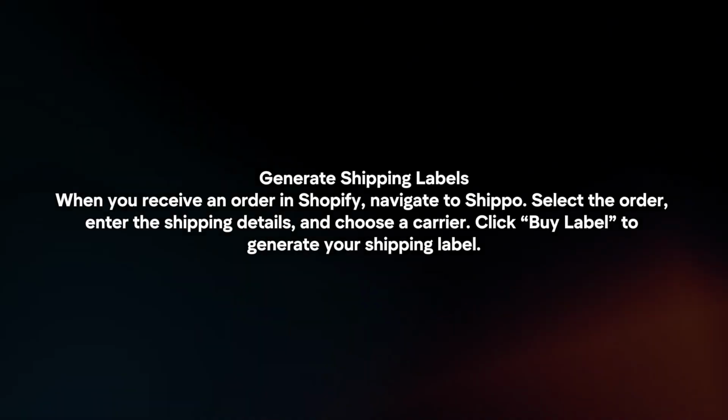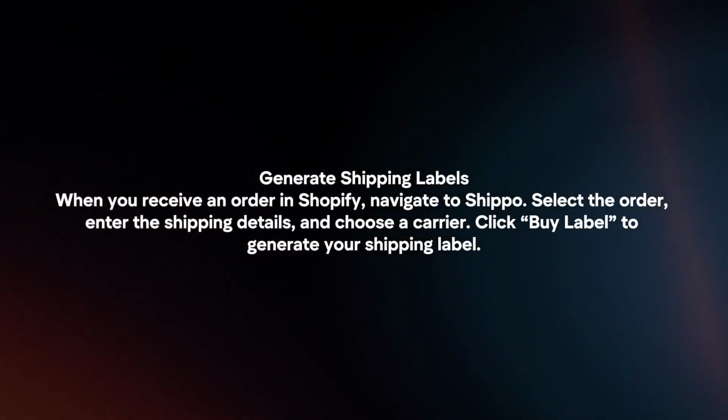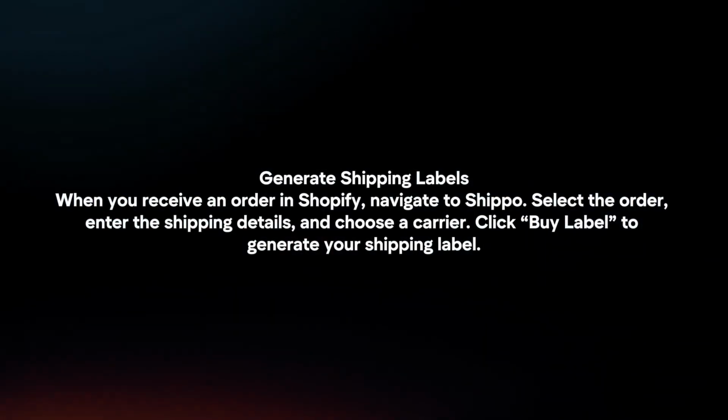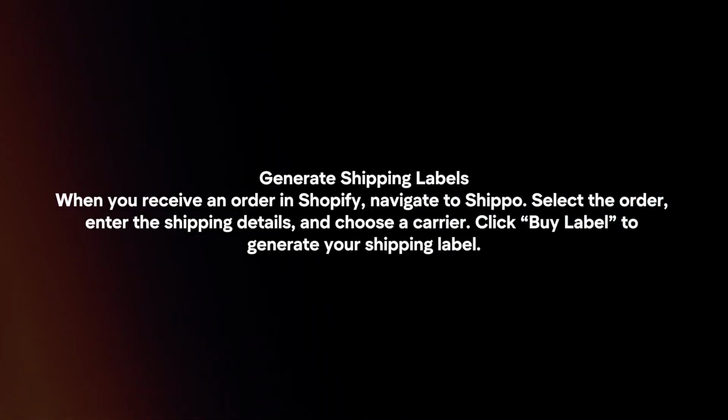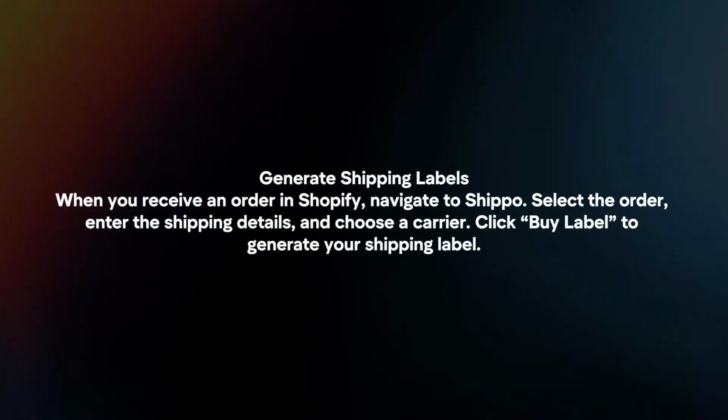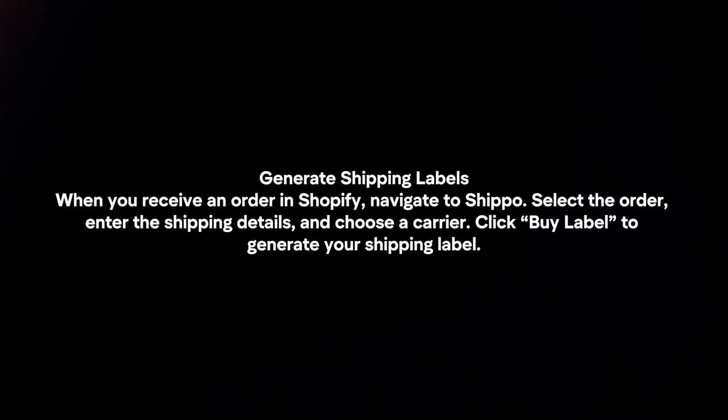Generate shipping labels. When you receive an order in Shopify, navigate to Shippo. Select the order, enter the shipping details, and choose a carrier. Click Buy a Label to generate your shipping label.